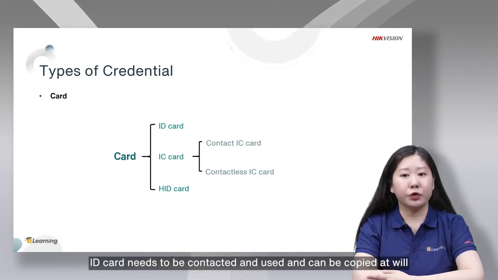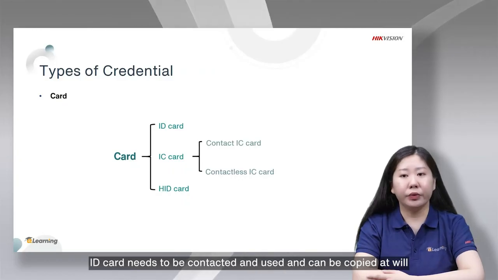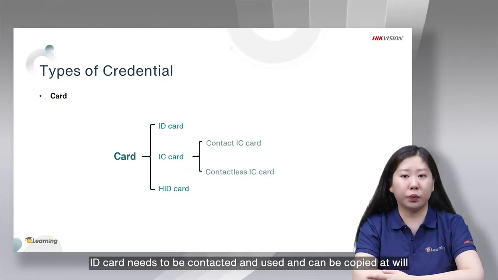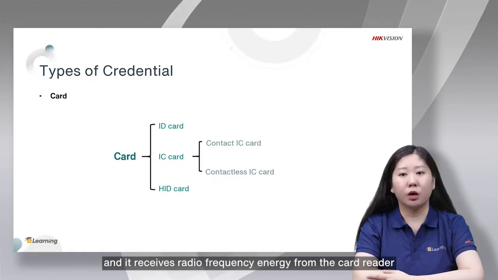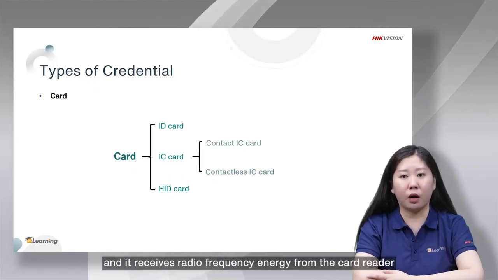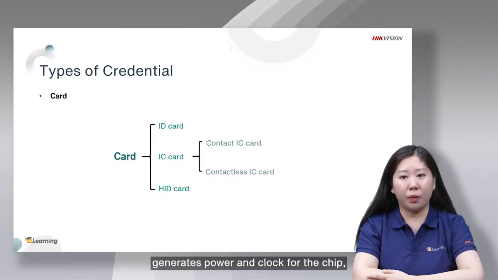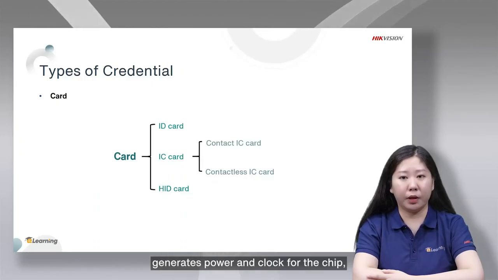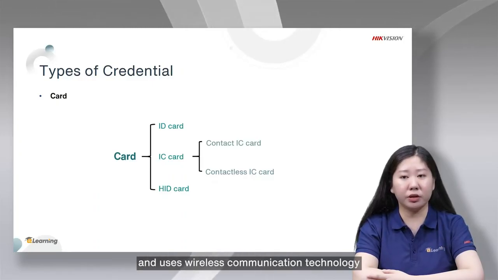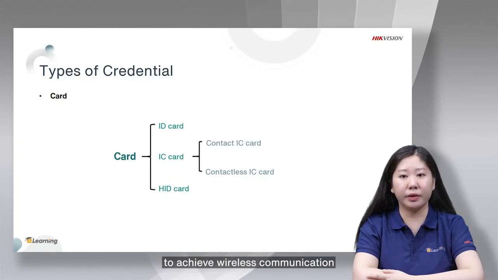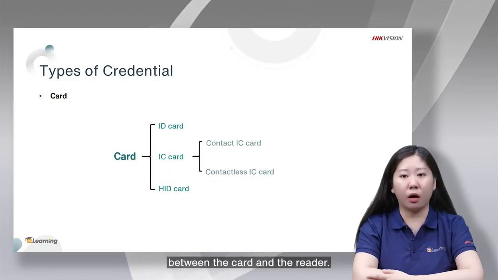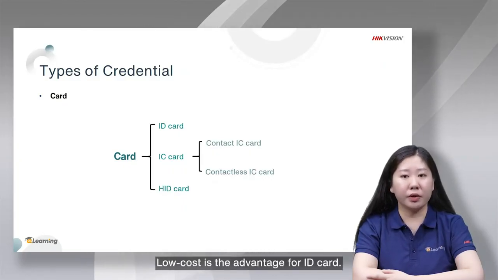ID cards can be copied at will, and they receive radio frequency energy from the card reader, generate power and a clock for the chip, and use wireless communication technology to achieve wireless communication between the card and the reader. Low cost is an advantage of the ID card.